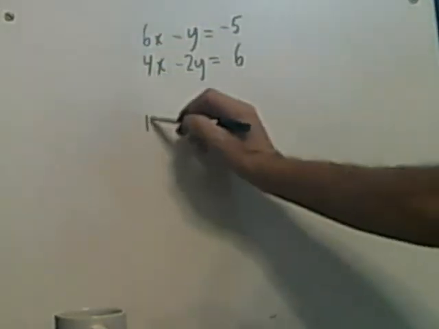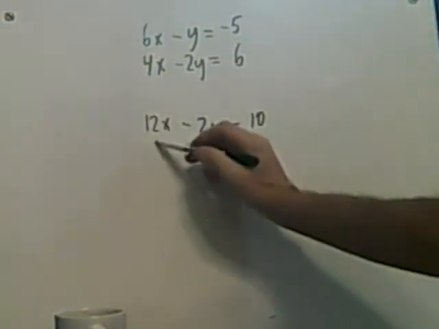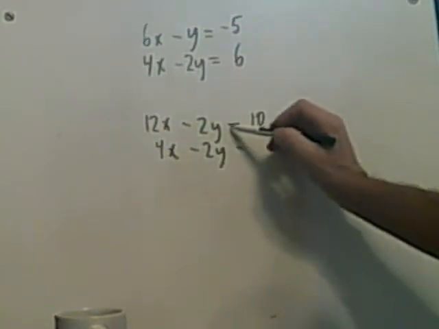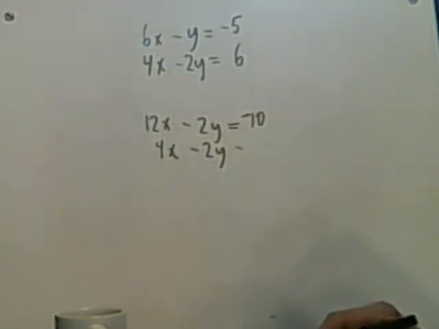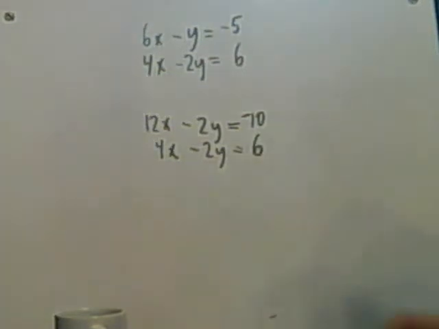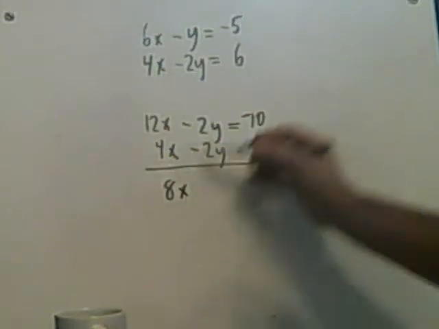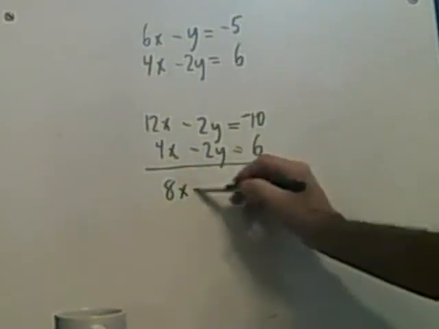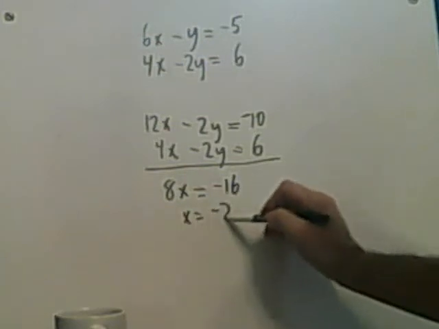okay, it's going to become 12x minus 2y equals negative 10. And the second equation is 4x minus 2y equals 6, just the equation itself. Okay, now I'm going to subtract the two. 12 minus 4 is 8, 8x. Negative 2y minus negative 2y is 0. And negative 10 minus 6 is negative 16. Okay, so x equals negative 2.